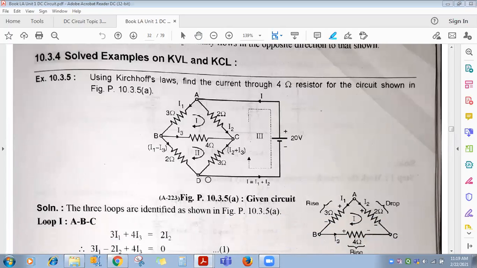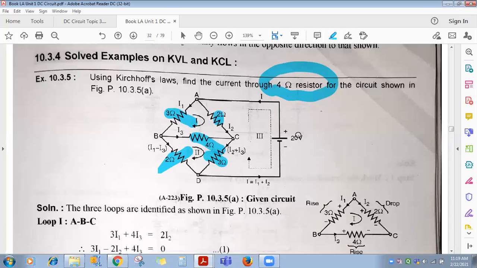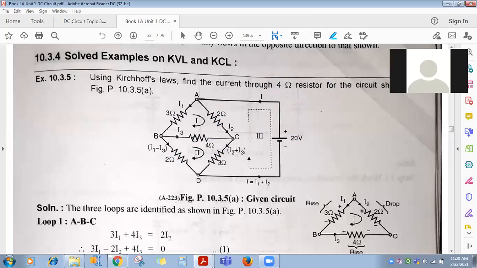What you have been asked in the given circuit, you have to find out the current flowing through the 4 ohm resistance. It has a 2 ohm, 3 ohm, this one is 4 ohm, another one 2 ohm, 3 ohm and 20 volt. Like this is the circuit given. So you have been asked to simplify it using Kirchhoff's law. Using Kirchhoff's law, you have to find out the current flowing through the 4 ohm resistance.